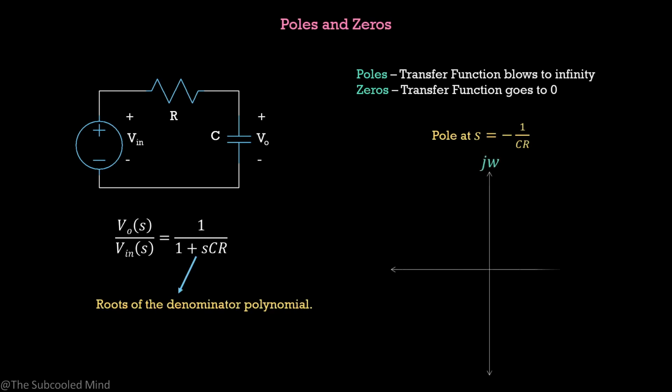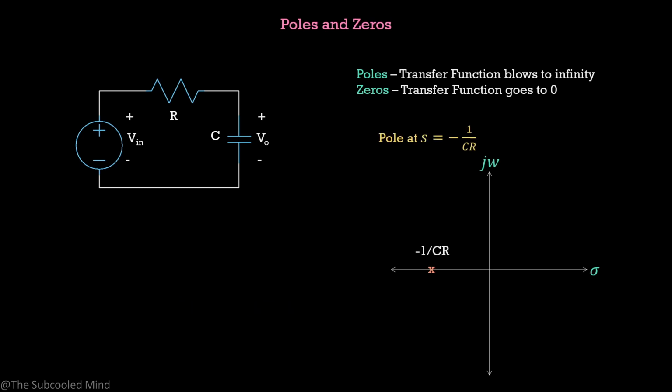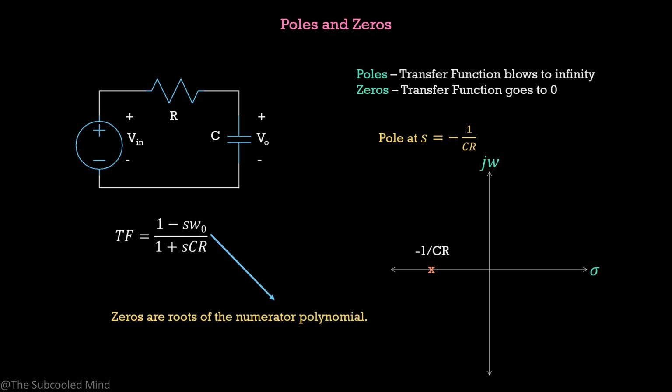Now, we create a 2D plane of sigma and j omega. This is also called the S-plane. We mark poles of a transfer function with an x. Let us say we had a 0 in our transfer function also. Then along with the pole, we have an additional 0 at s equal to 1 by omega naught. We would mark it with a circle on our plane. At this value, transfer function goes to 0.